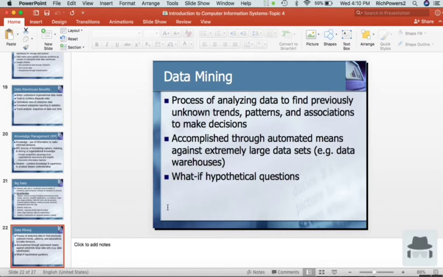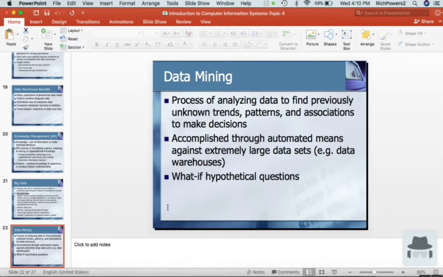Data mining is really a technique for analyzing large data sets. It started as we started creating larger and larger data warehouses, with the ability to go in, not necessarily with structure, just like a query, just pulling information out, but to analyze the data and look for different relationships within the data. So it focuses on trends and patterns and associations.